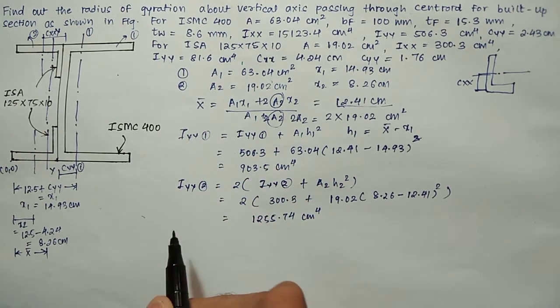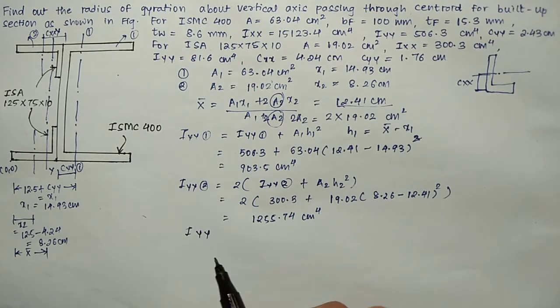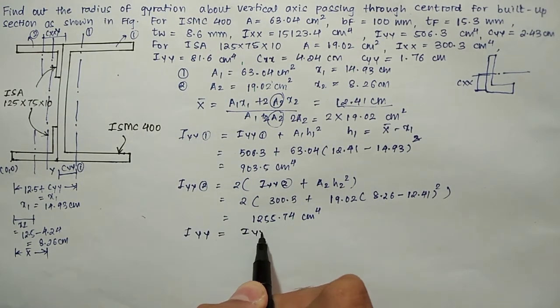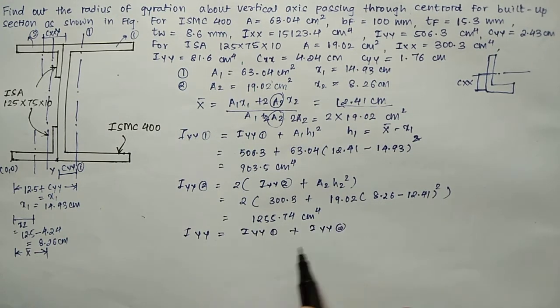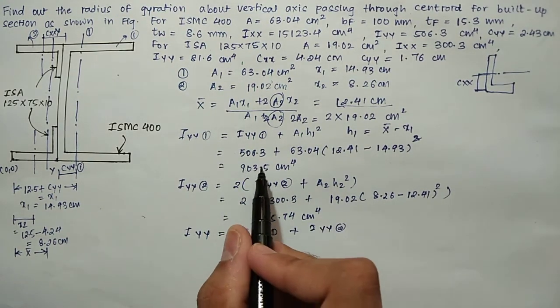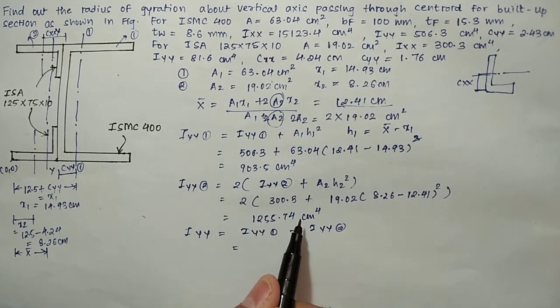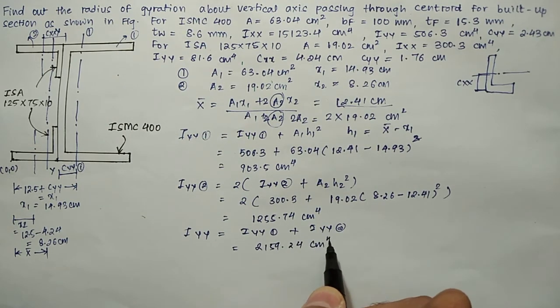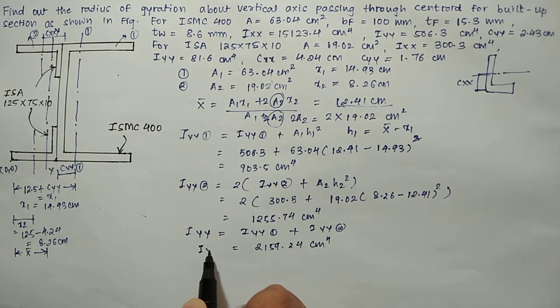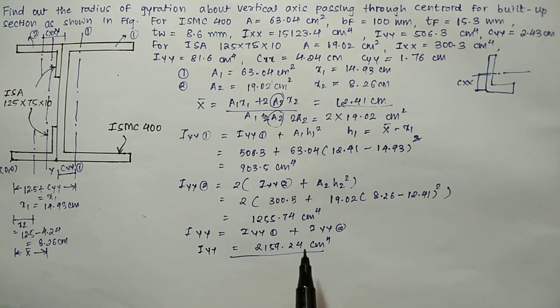Now the total moment of inertia about the y axis can be given as Iyy, that is Iyy1 plus Iyy2. So Iyy1 is 903.5 and Iyy2 is 1255.74. So the total value comes out to be 2159.24 centimeter raised to 4. So we have obtained the moment of inertia about the y axis which is passing through the centroid.